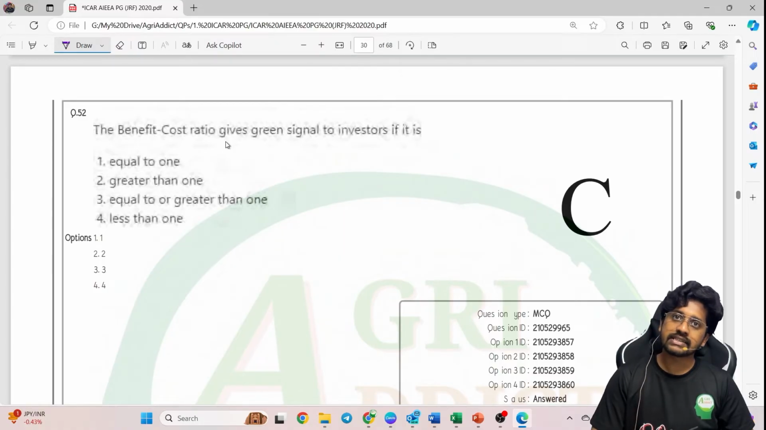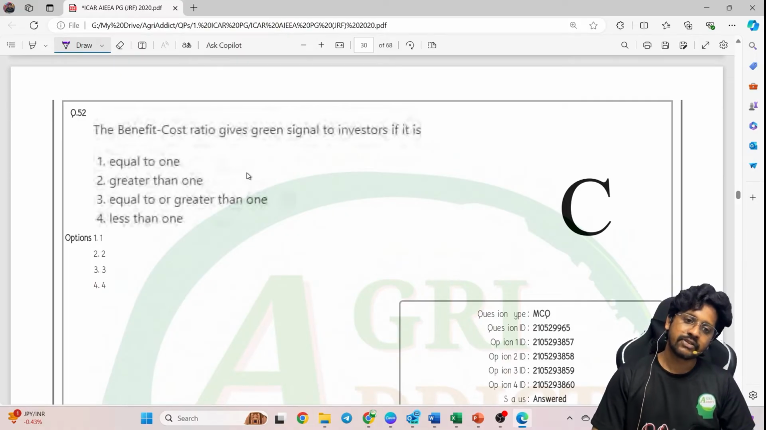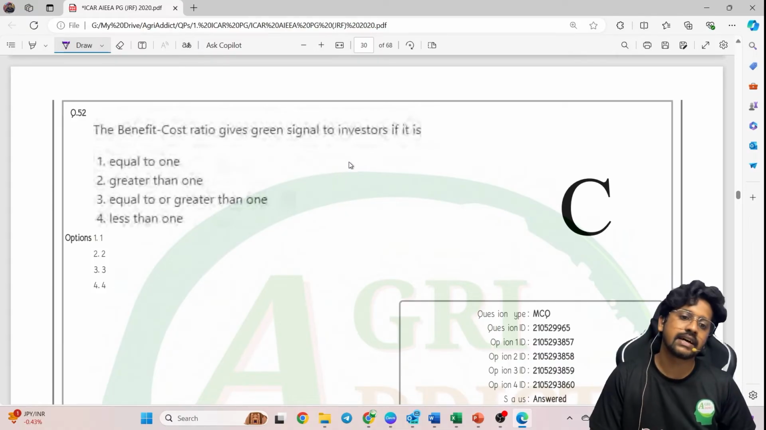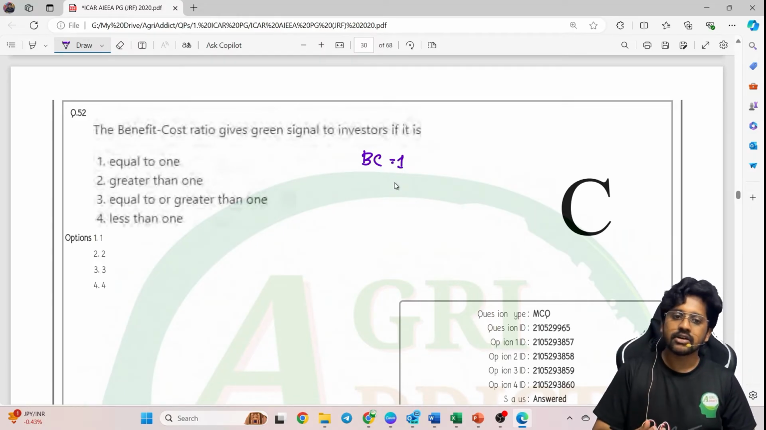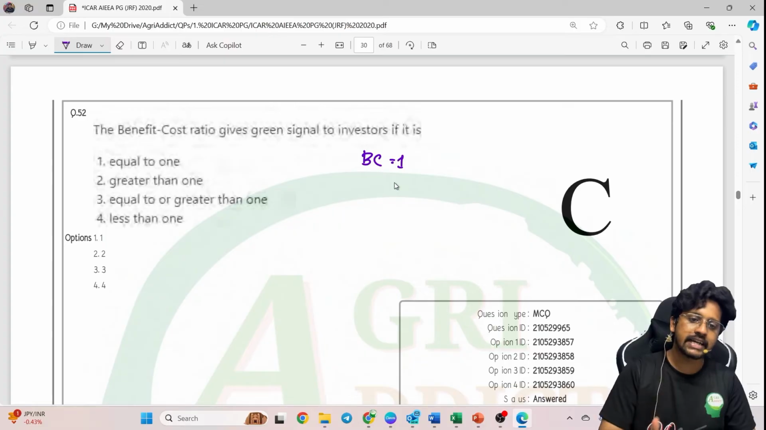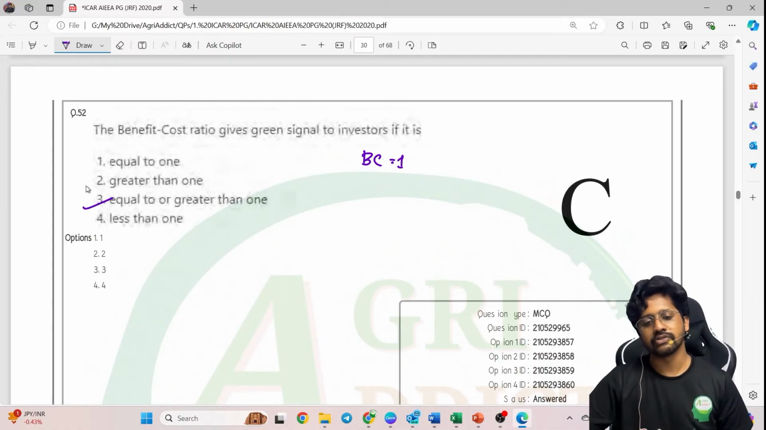So for the investors, obviously they will be thinking about the profit, but at the same time they will be okay with not making losses, or at least we can say that the investors will also be okay with finding a break-even capacity, that is, the return should be equal to the cost, right? So benefit cost ratio equal to 1 will give you the same returns which they have invested, right? So therefore 1 and greater than 1 will be a green signal to the investors. So therefore the answer will be the benefit cost ratio equal to or greater than 1 will be giving a green signal to the investors.